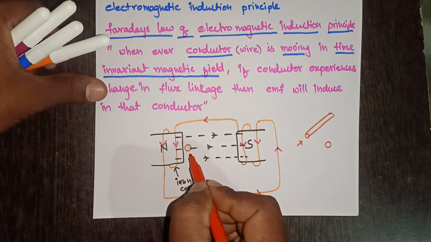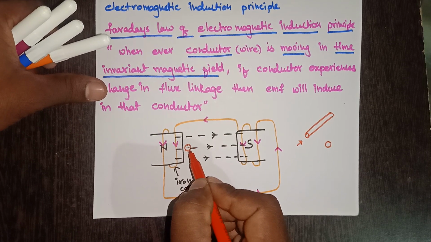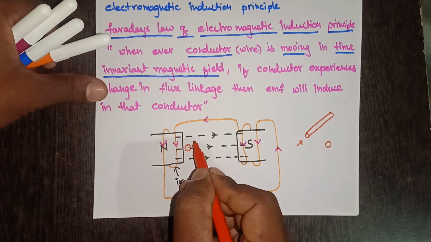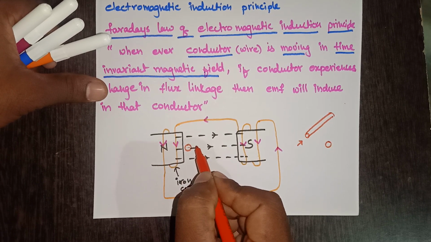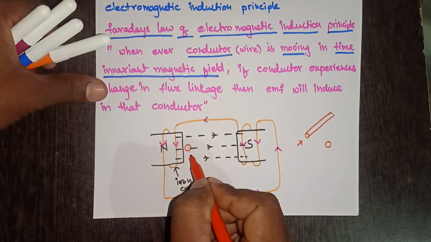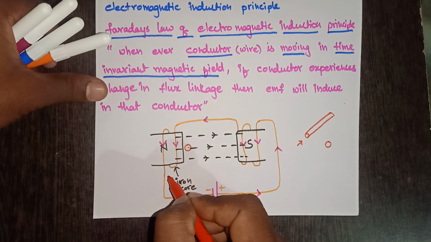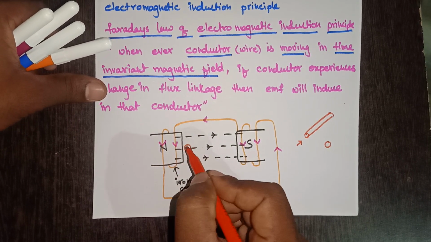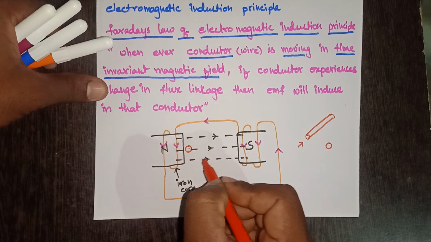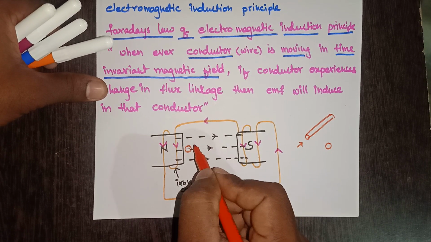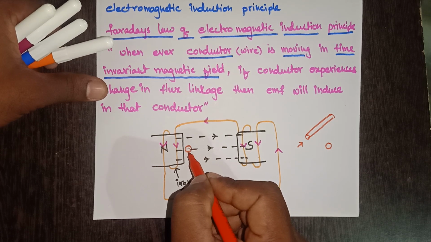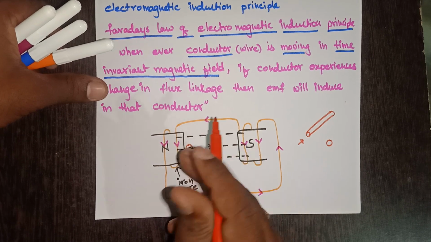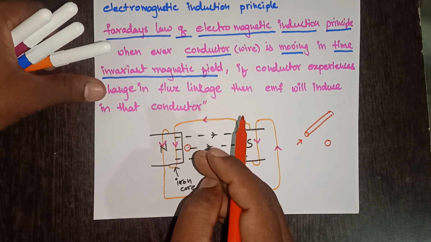So in order to have a change in flux linkage, what do we need to do? We have to move the conductor from one place to another. To move the conductor, we require mechanical input, given in a rotating fashion, so the conductor can move from one place to another inside this magnetic field. We should not move the conductor outside this magnetic field. If you move it outside, there is no concept of inducing EMF, so that is out of reach, right?